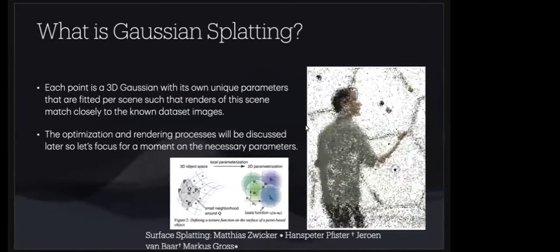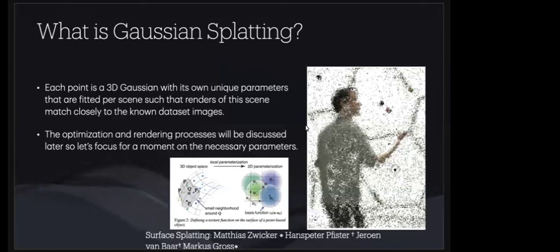So what exactly is Gaussian splatting? In Gaussian splatting, a 3D world is represented with a set of 3D points, in fact millions of them, in the ballpark of let's say 0.5 to 5 million points. Each of those points is a 3D Gaussian with its own unique parameters that are fitted per scene.